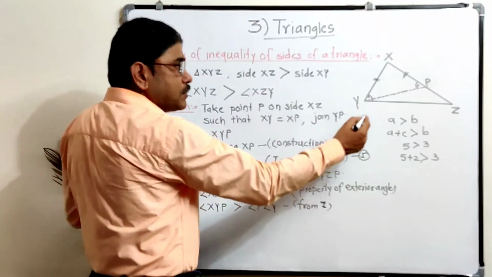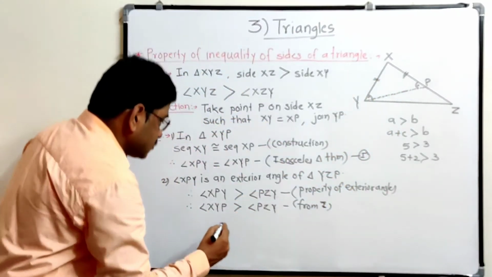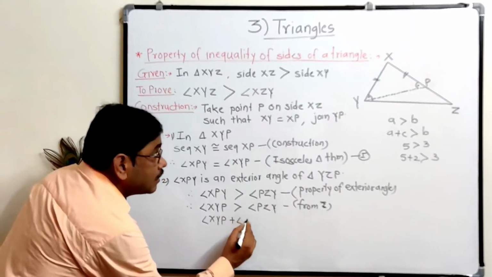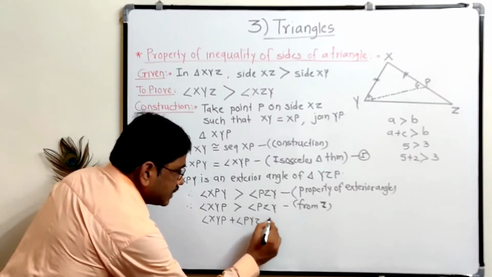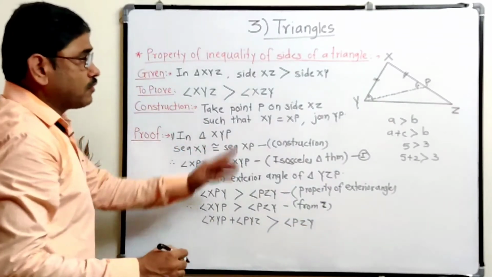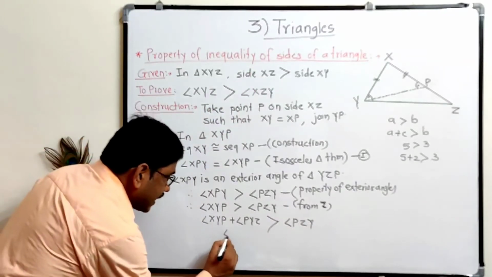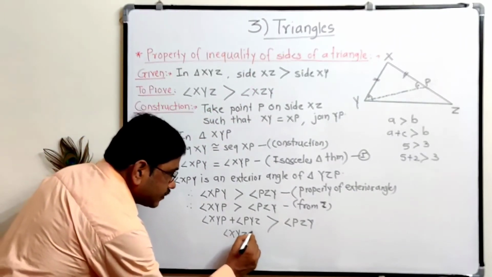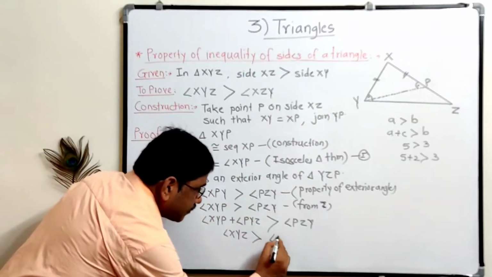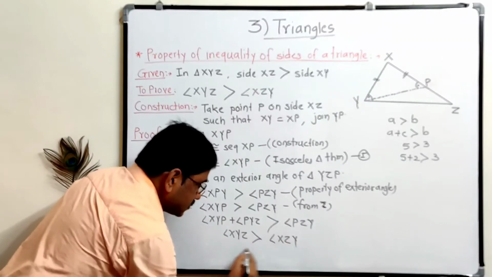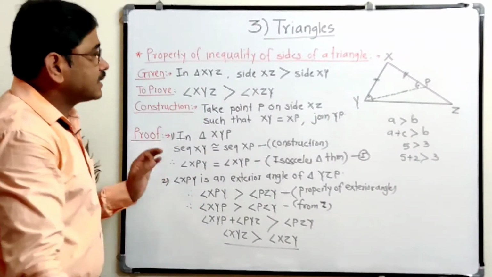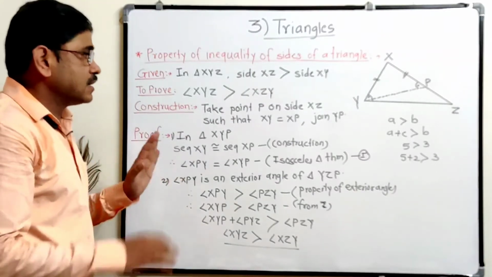So that we have to use, PYZ, add it. So angle XYP plus angle PYZ is greater than angle PZY. But this angle becomes XYZ from the figure. Therefore angle XYZ is greater than angle PYZ, which means XZY. Angle XZY. So in this way we can prove the angle opposite to the greater side is greater and the angle opposite to the smaller side is smaller.